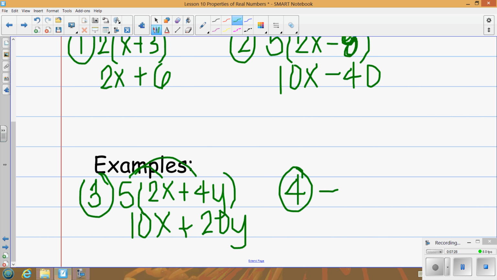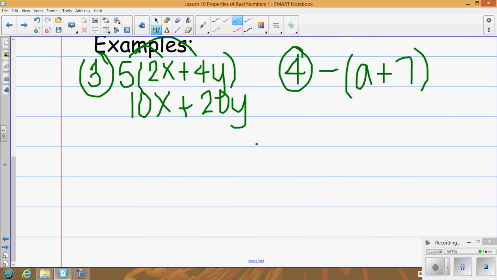Let's look at if I have this. Negative a plus 7. Now this one you've got to think of it as, even though there's not a number in front of that set of parentheses, you really want to think of it as a negative 1. So basically when I distribute that negative through, I'm going to end up changing all of the signs. So it's just going to be a negative times a gives me negative a, negative times positive 7 is going to give me negative 7.